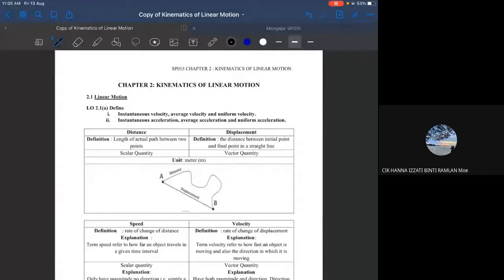Ada 3 parts on chapter 2 kan. So kita dah belajar satu part iaitu 2.1. Okay, so kita akan belajar 2.2 pula. Okay, right, so take a look here.